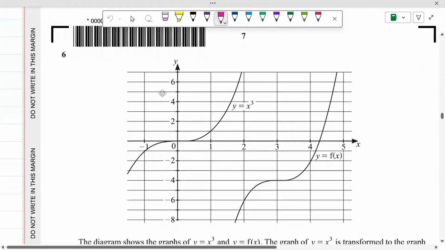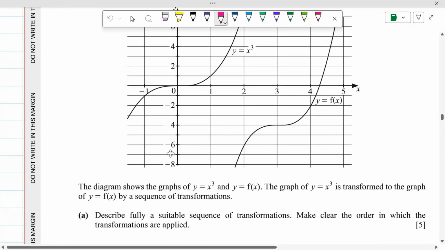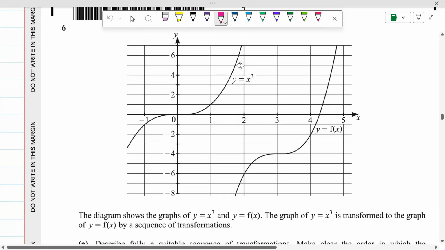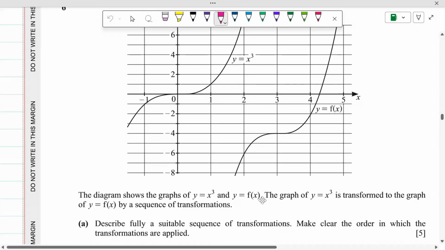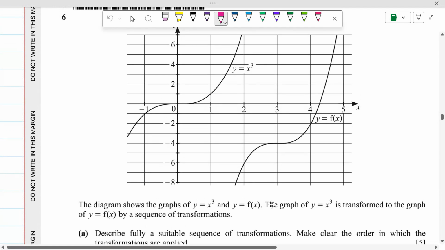Let's move to question number 6. The diagram shows the graph of y is equal to x cube. Okay, this is y is equal to x cube, and y is equal to f of x. And this one is y is equal to f of x.